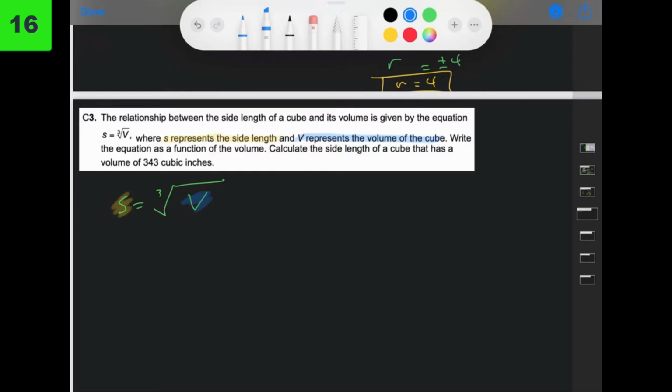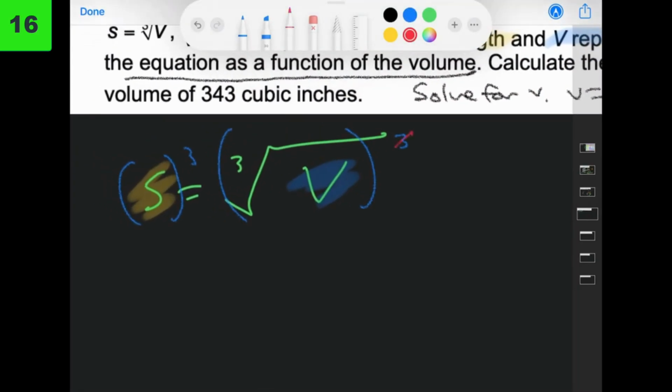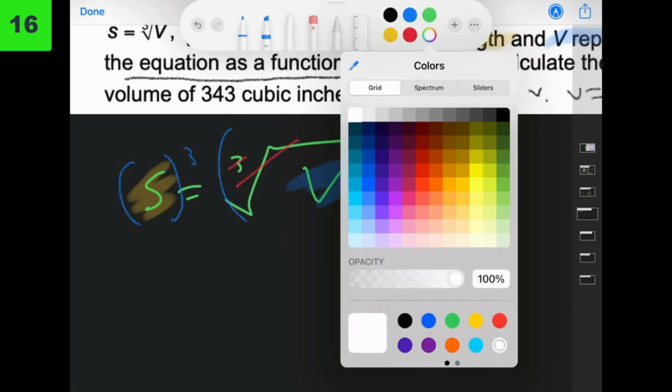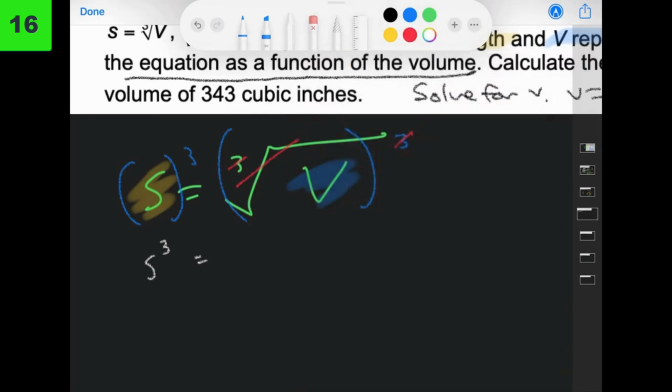Write the equation as a function of the volume. Okay, this is step number 1. That just basically means solve for V. Solve for V. Get V by itself. V equals. So let's go ahead and do that together. I'm going to get rid of that cube root by cubing it on both sides. And what happens is this is going away and this index and the radical sign. So we are just left with S cubed equals V.